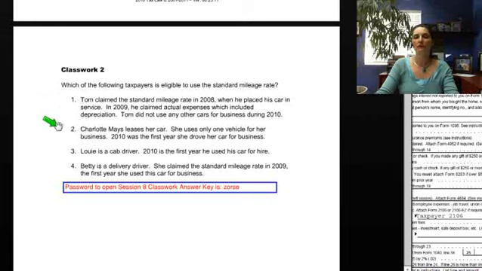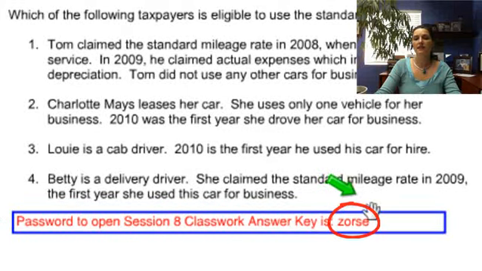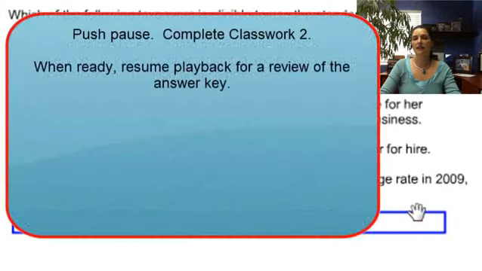When you are finished doing this particular part of the assignment, please review playback of the video for a review of the Session 8 Classwork 2 answer key. And if you would like to go open up that answer key for playback of the video, the password to open that is ZORSE. That's ZORSE. That is the final password I will be giving you today. So please push pause now, do the classwork assignment, and then resume playback for a review of that answer key.